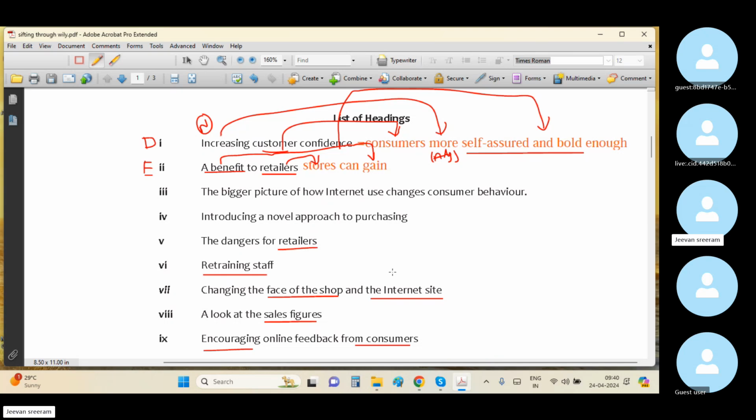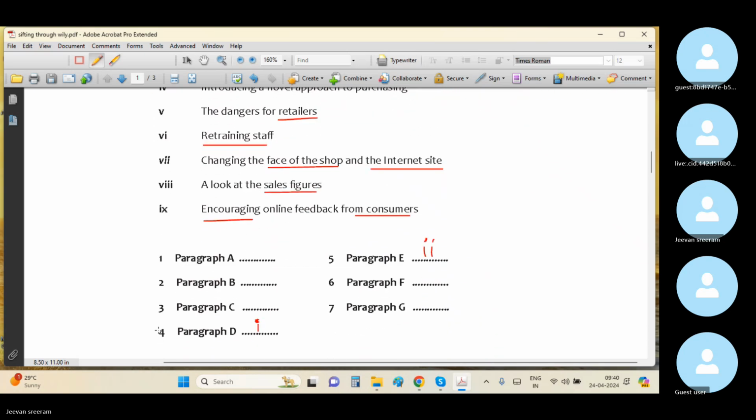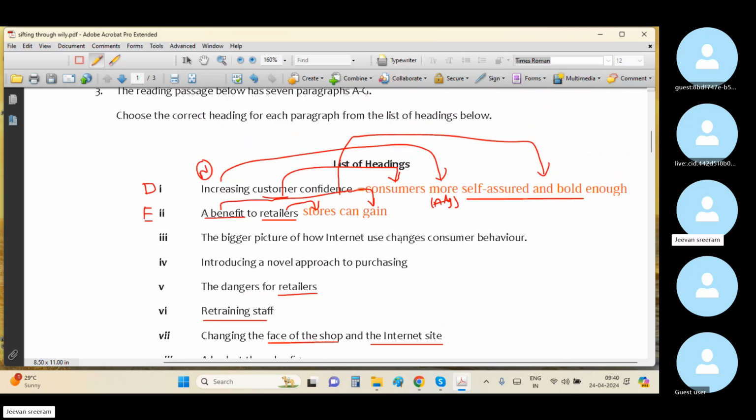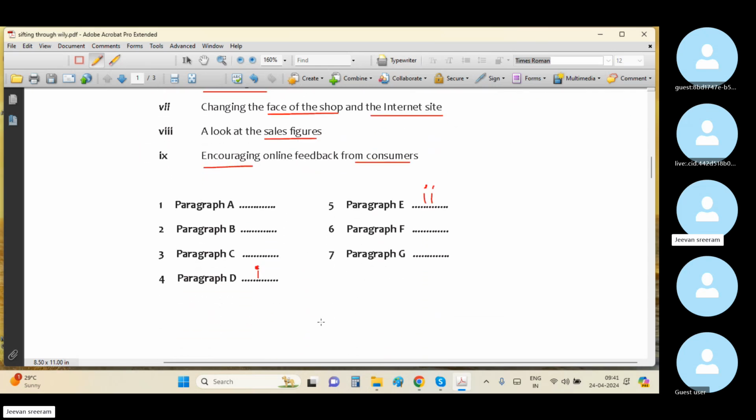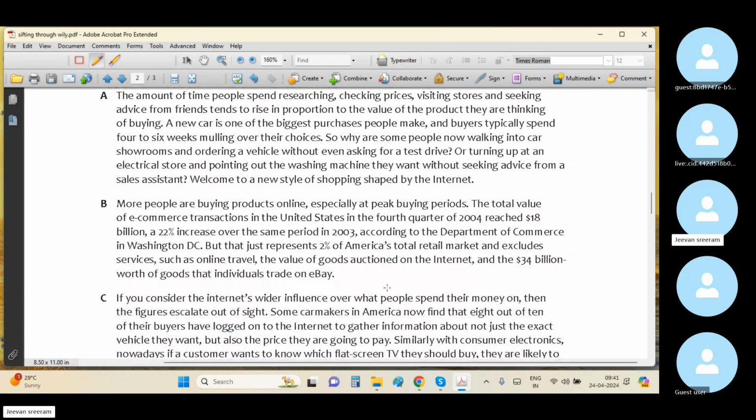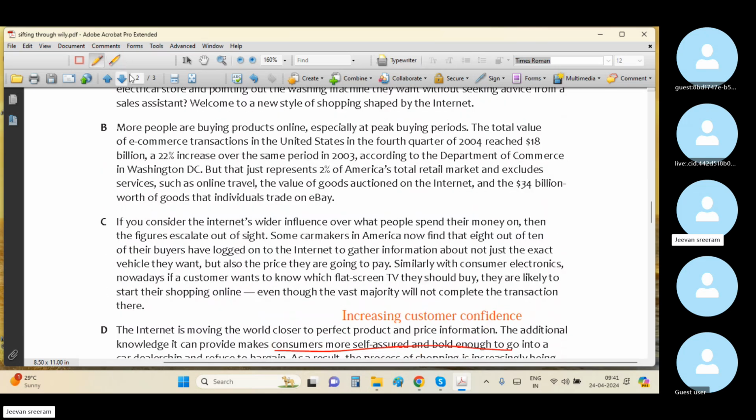Where can I see the third heading information in the passage? In which paragraph can I see the meaning of the third heading? Guys, the bigger picture of how internet use changes consumer behavior. Bigger picture. So the bigger picture of how internet use is changing consumer behavior. How internet usage is changing consumer behavior. Yeah, here we go.